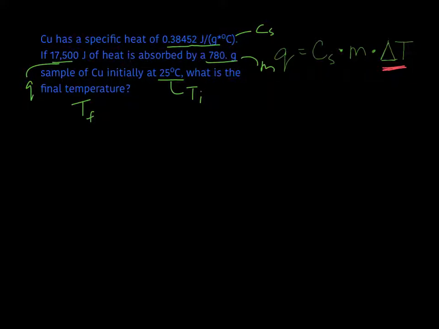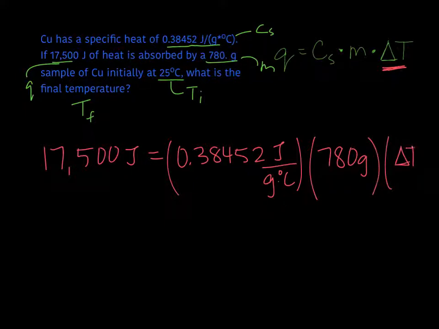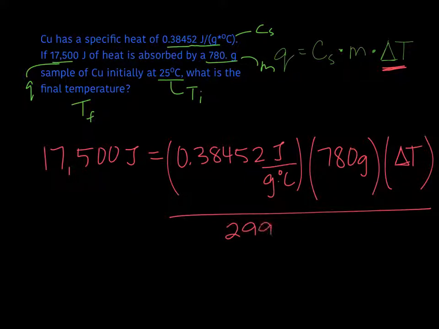So it says we have 17,500 joules of heat and it's absorbed by the copper. So that means it's going to be positive. It's endothermic. And the specific heat is 0.38452 joules per gram degree Celsius. The mass is 780, and I'm looking for my delta T. So I'm going to divide by the product of those two. So if I multiply these two numbers together, I get 299.9256 joules per degree Celsius. I'm dividing that over here too.